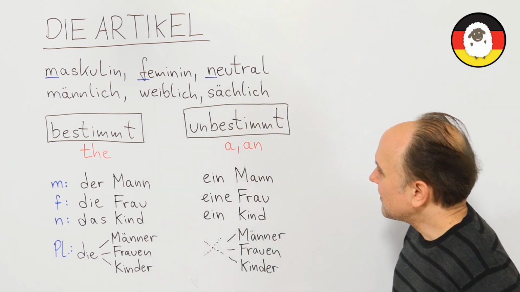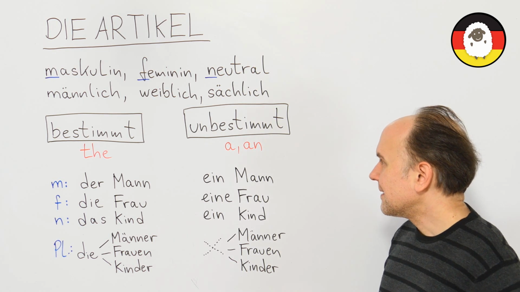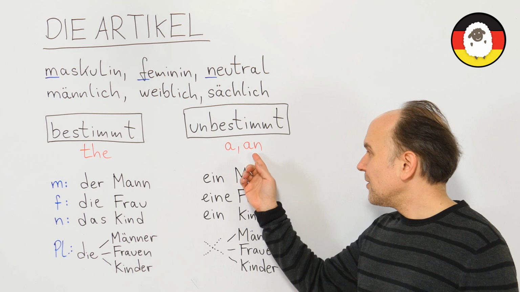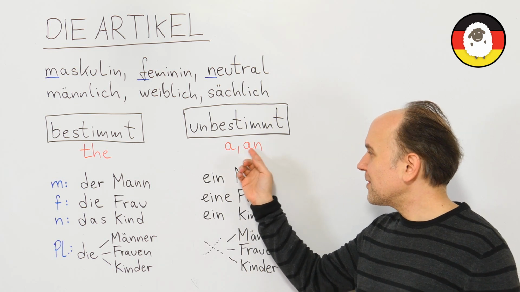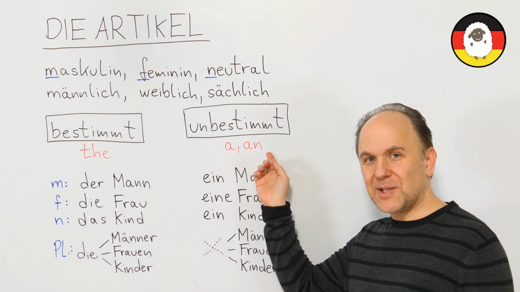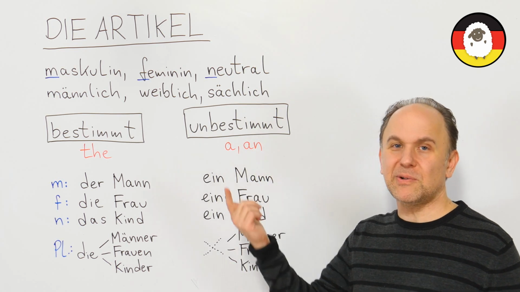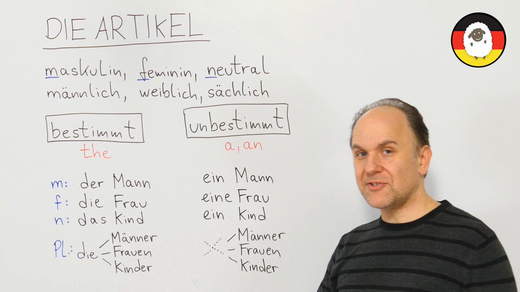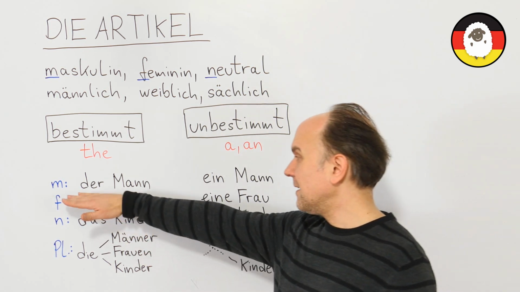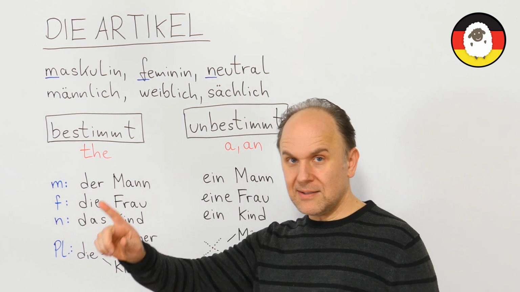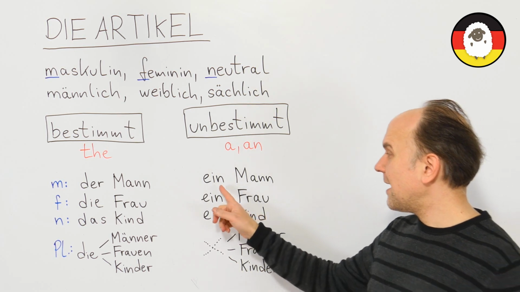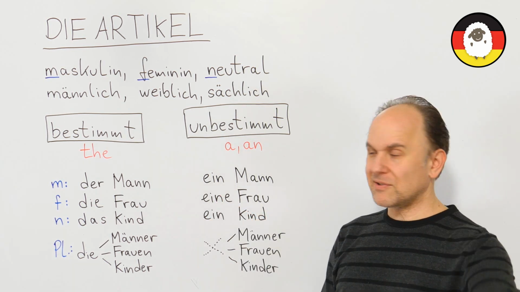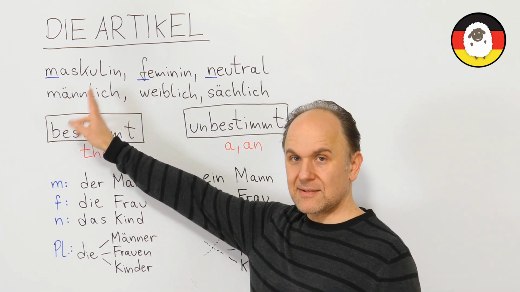Now let's take a look at the indefinite article. In English we do have "a" and "an", but these two only depend on the first letter of the following word, whether it's a vowel or not. In German, it changes with the grammatical gender. So, der Mann, the man. A man would be ein Mann. It has to be ein Mann because it's masculine, maskulin, männlich.